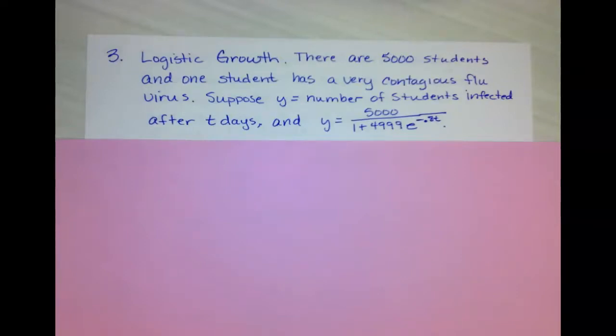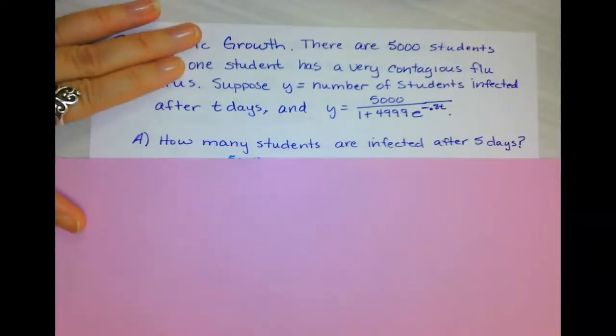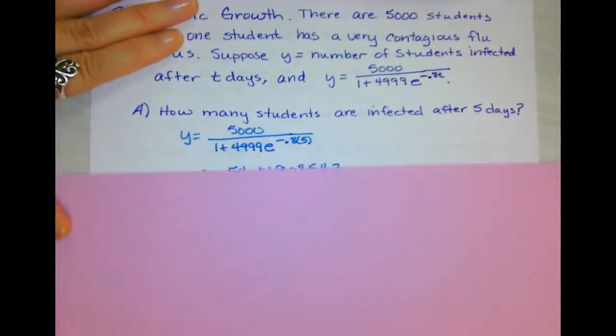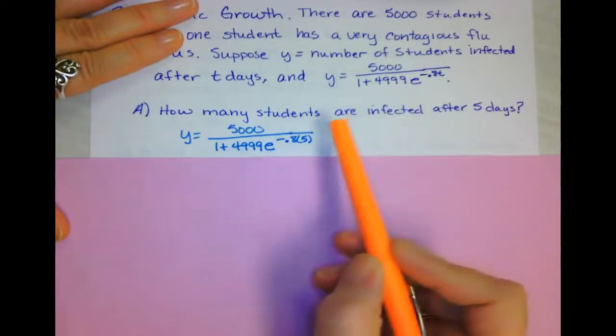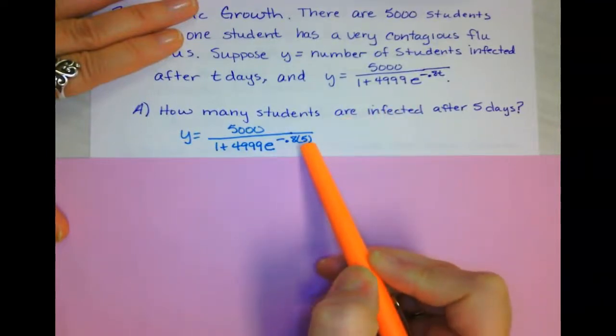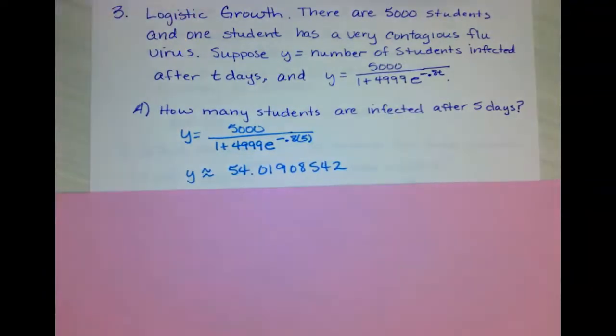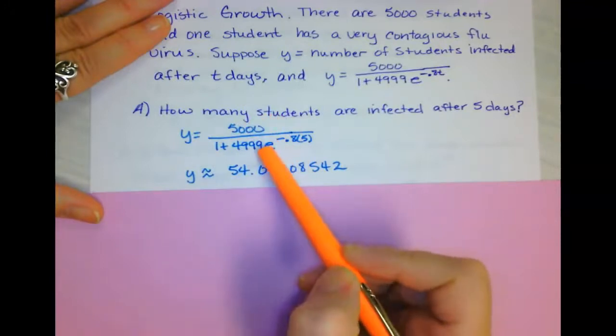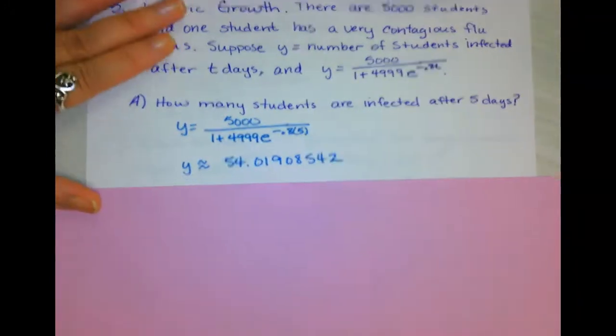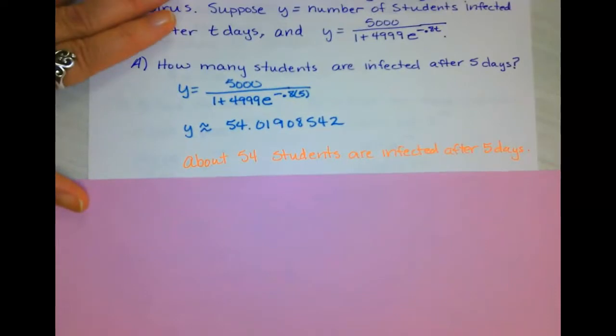Suppose y equals the number of students infected after t days, and that's the model. So how many students are infected after 5 days? When you go into your model, you're entering your 5 right here for the time. So you put this in your calculator, and you would get that approximation. I'm not going to punch that in right now because really all you're doing is using your fraction template and plugging it in exactly like it is. So there's not much to that. So about 54 students are infected after 5 days.